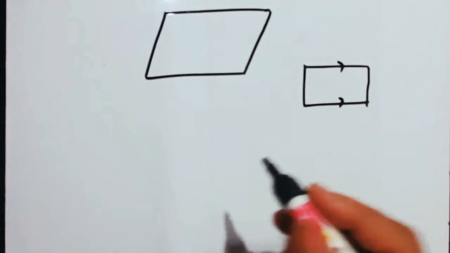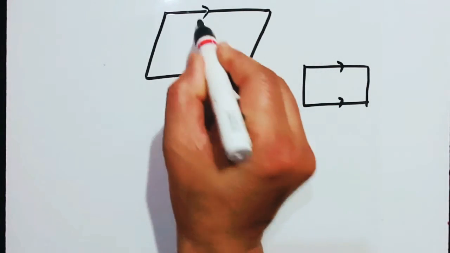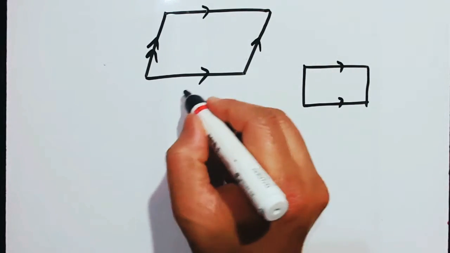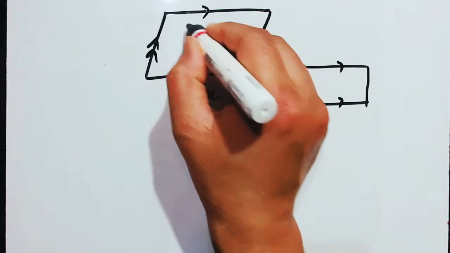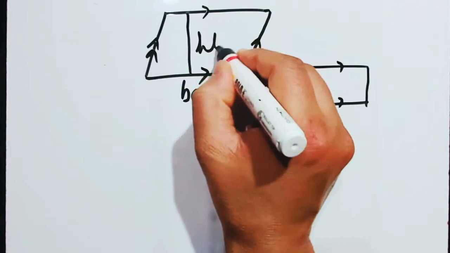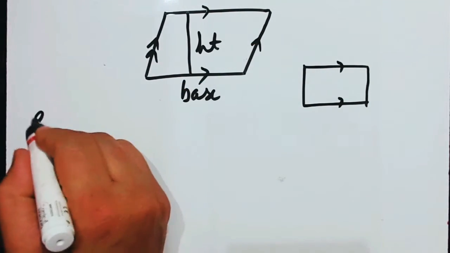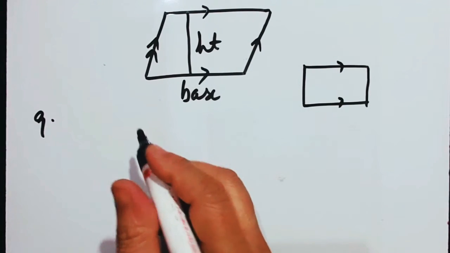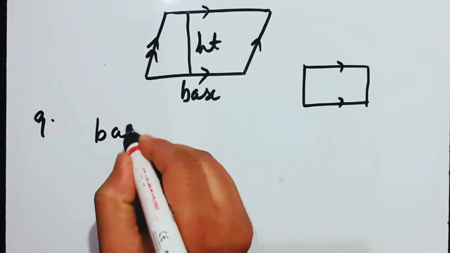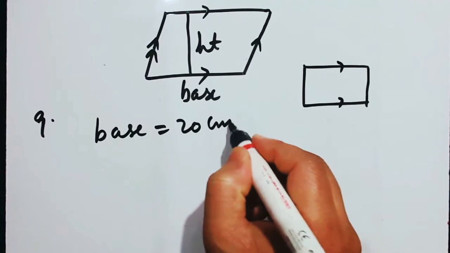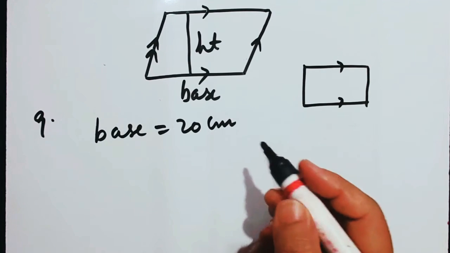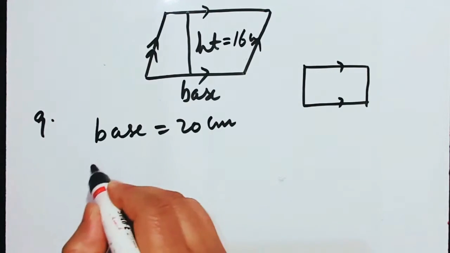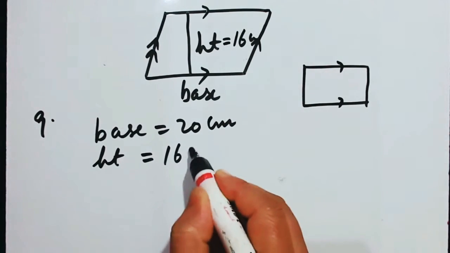Now in this parallelogram, these are the opposite sides which are parallel, so its area is equal to base into height. This is the height. Question number 9 says that one side of a parallelogram is 20 centimeter, which means your base is equal to 20 centimeter, and the distance from the opposite side is 16 centimeter, which means height is equal to 16 centimeter.